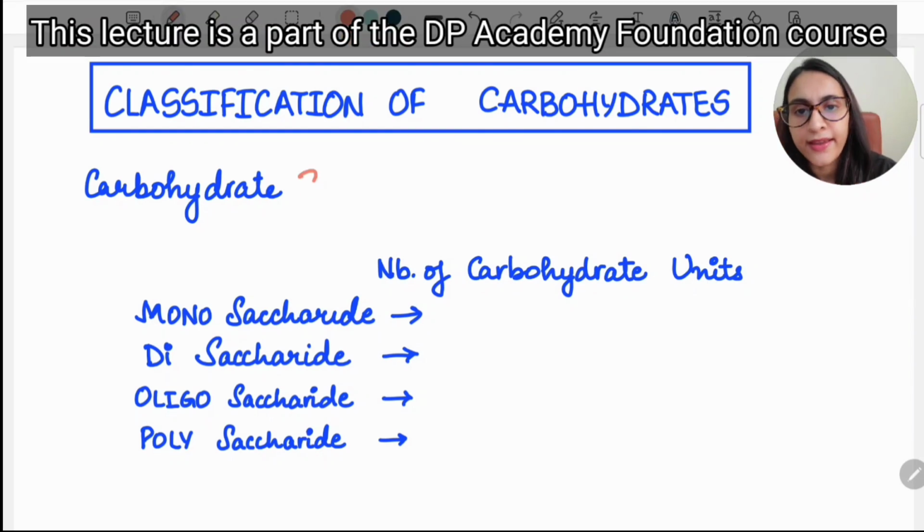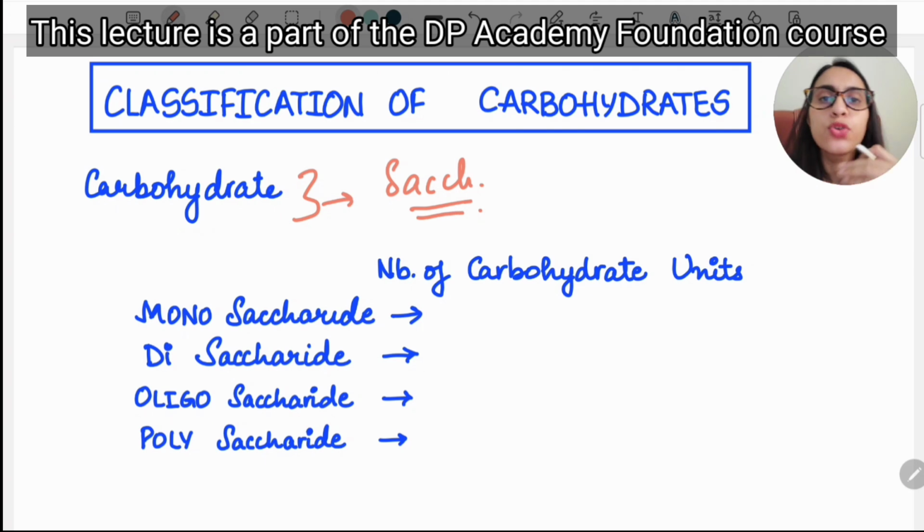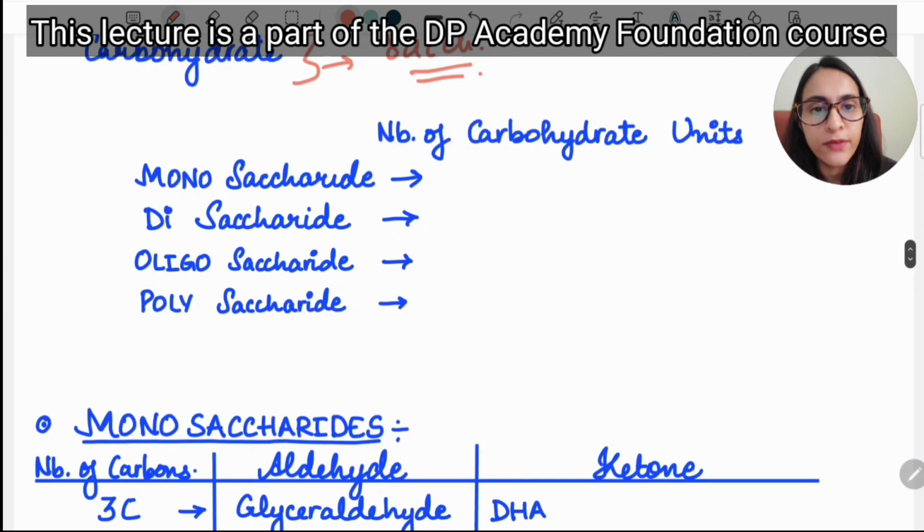Carbohydrate word means saccharide, so carbohydrates are also known as saccharides. Based on the number of carbohydrate units, we can classify the carbohydrates, starting with the monosaccharide. Saccharide word means carbohydrate. So monosaccharide is the one which contains only one carbohydrate unit.